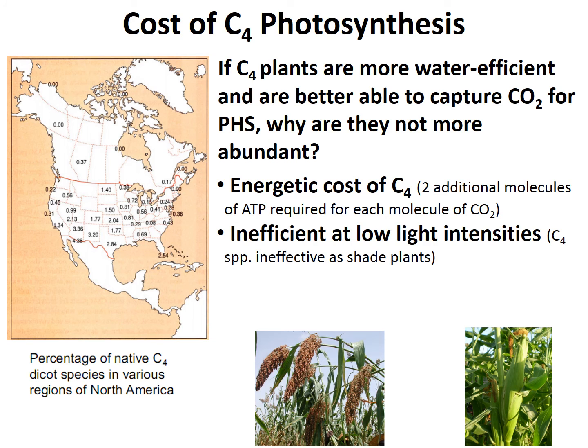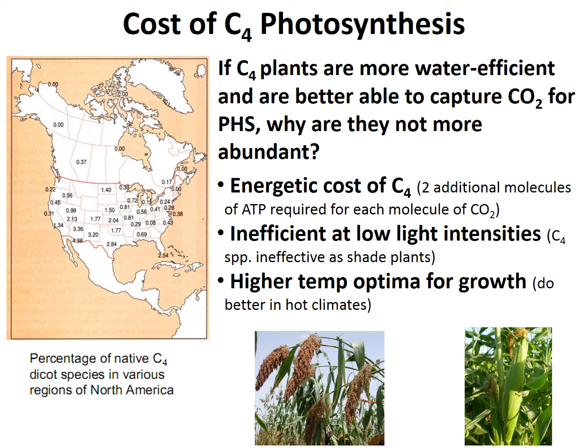In addition, it's not very efficient at low light intensities, so the C4 pathway does not work very well in shade. Obviously it wouldn't work very well in the temperate deciduous forest biome in which we live. And finally, it requires a higher temperature optimum for growth. C4 plants are going to do better in warmer climates. We can kind of see that here with the percentage jumping up a little bit in the southwest United States.